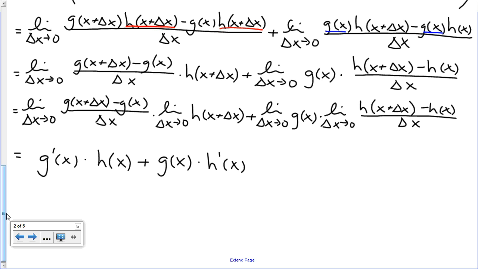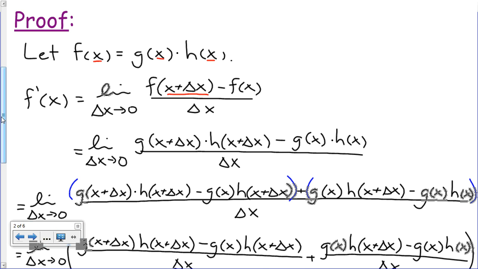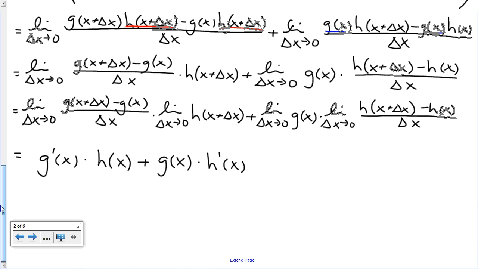So we've proven then that the derivative of function f turns out to be equal to g prime of x times h of x plus g of x times h prime of x. That right there is our product rule.